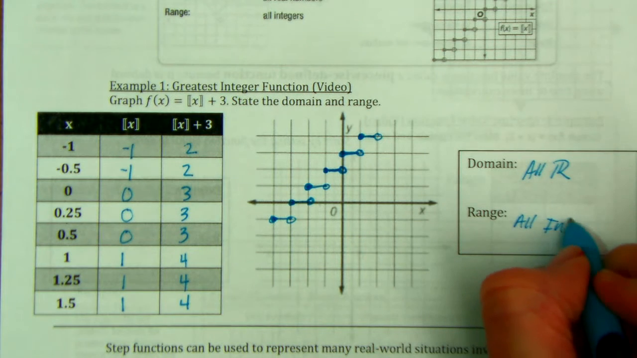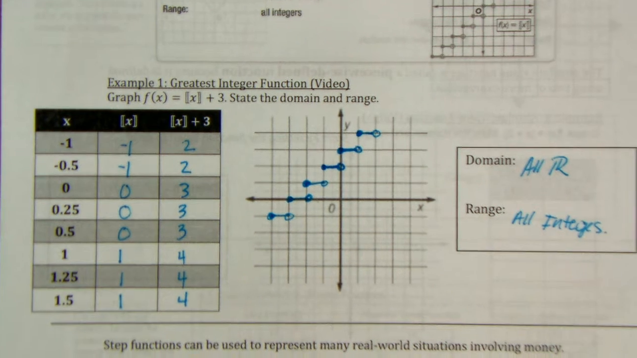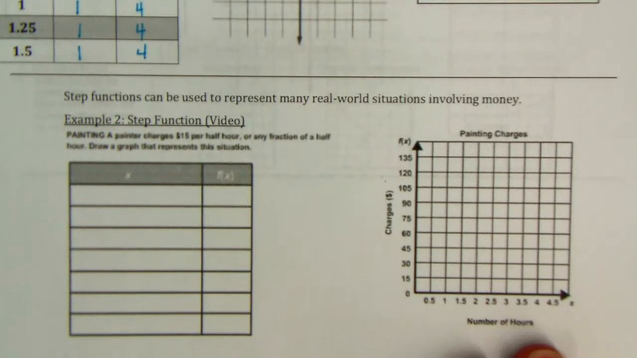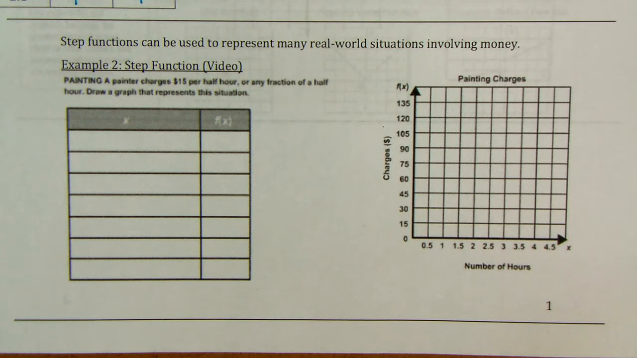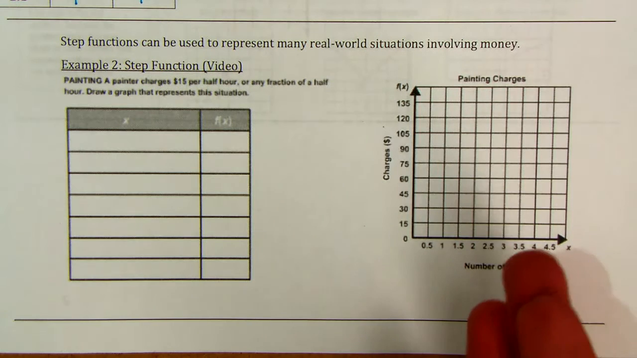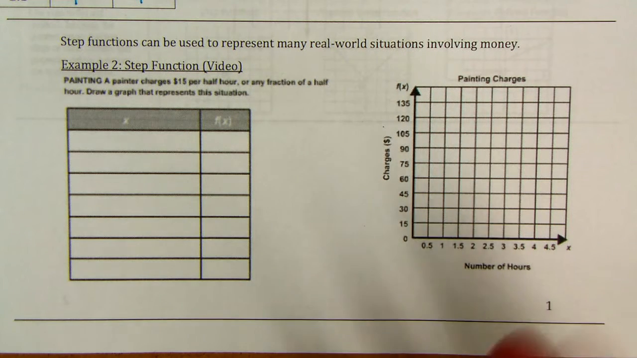So how does that relate to real world situations? This is a really great example of the real world situation. It actually is what made sense to me after I looked at it. Okay, so a painting. If you hire a painter who charges $15 per half hour, or any fraction of a half hour. And oftentimes that's how the real world works. Even if you go for 45 minutes, they're going to charge you for the first half hour, plus they're going to add another half hour, even though you didn't fill it up.